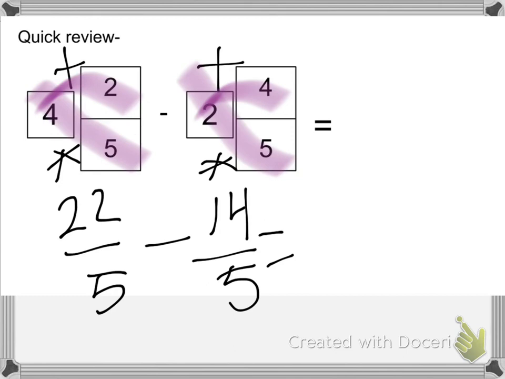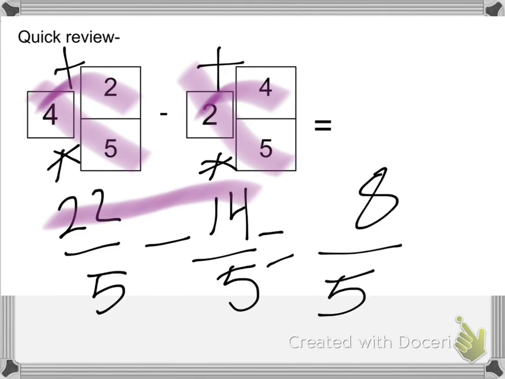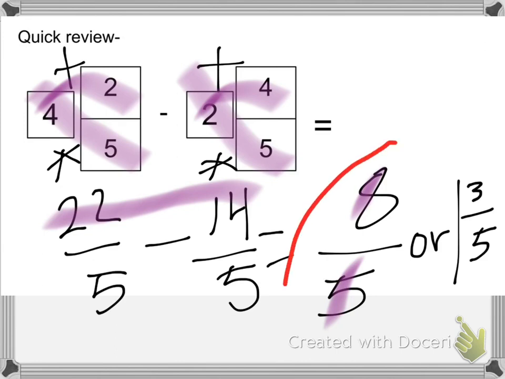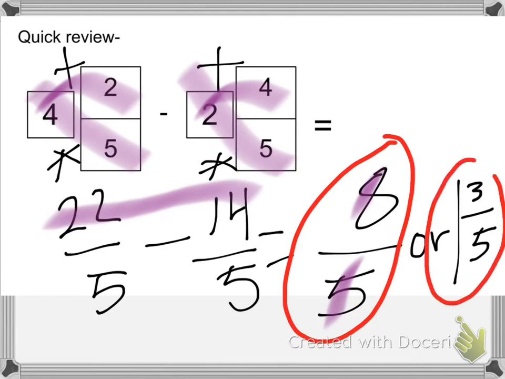Now I can subtract it. 22 minus 14 equals 8 and then fifths. You can leave it like this, or you can simplify it. Since 5 can go into 8 one time, that'll be a 1 whole, and then there's 3 out of the 5 remaining. Again, if you want to leave it like this, like an improper fraction, you can, or if you want to simplify it, you can. I will take both answers.